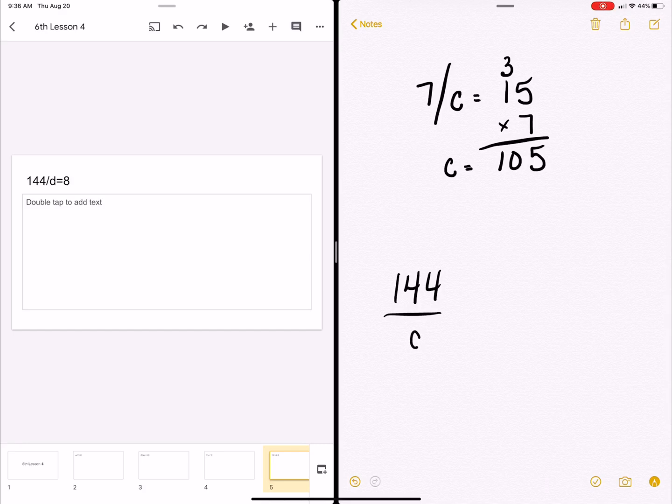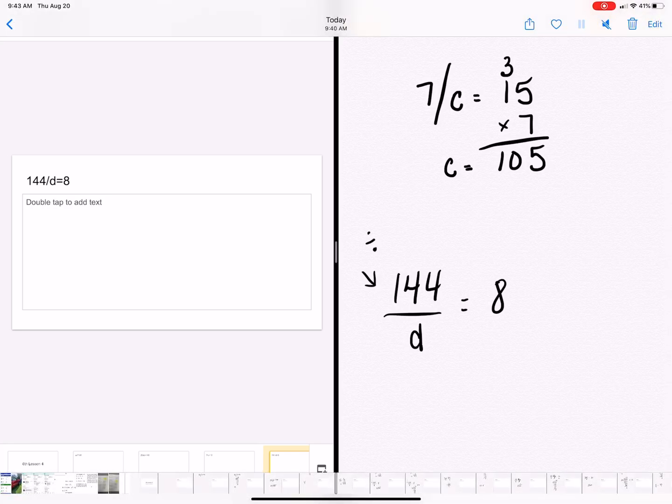144 over d equals 8. So the reason this is a different problem is because we know that the largest number, we cannot multiply. We need to find a smaller number. We need to divide 144 by 8 to find the other divisor. Okay, so this one's a little bit different. You don't want to multiply and get a product. You need to divide and find the divisor.